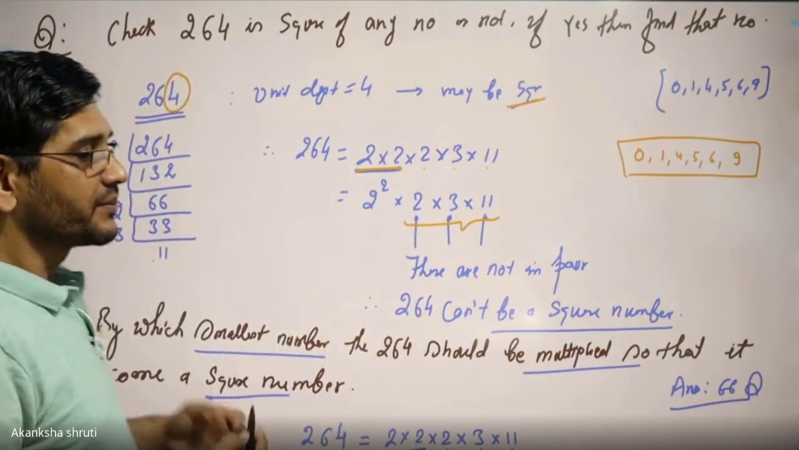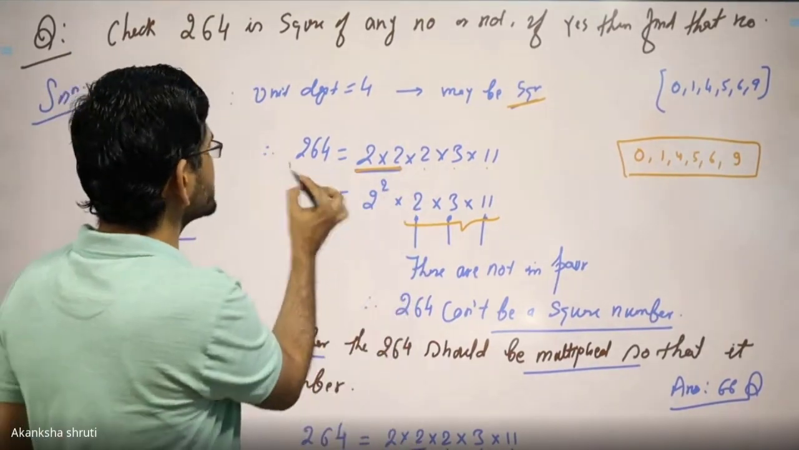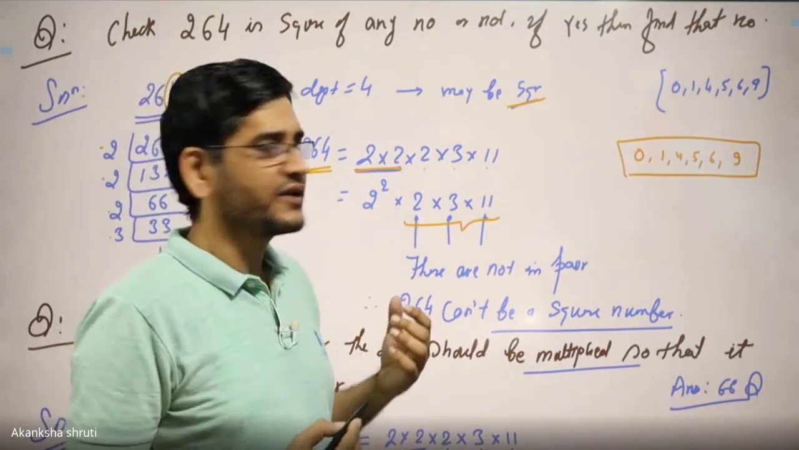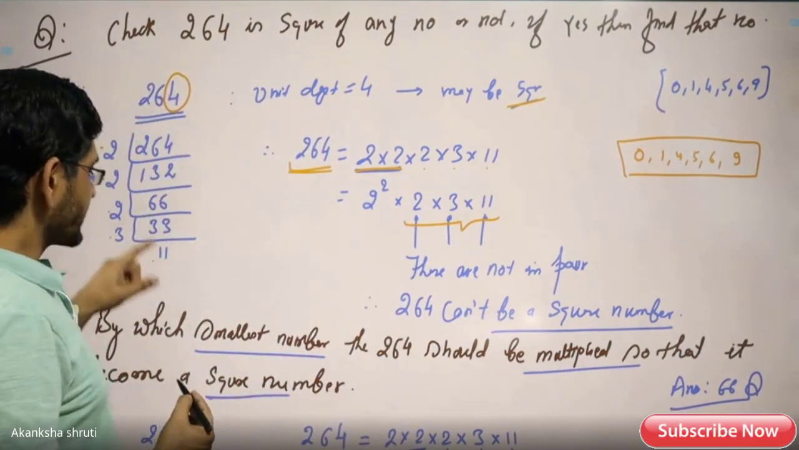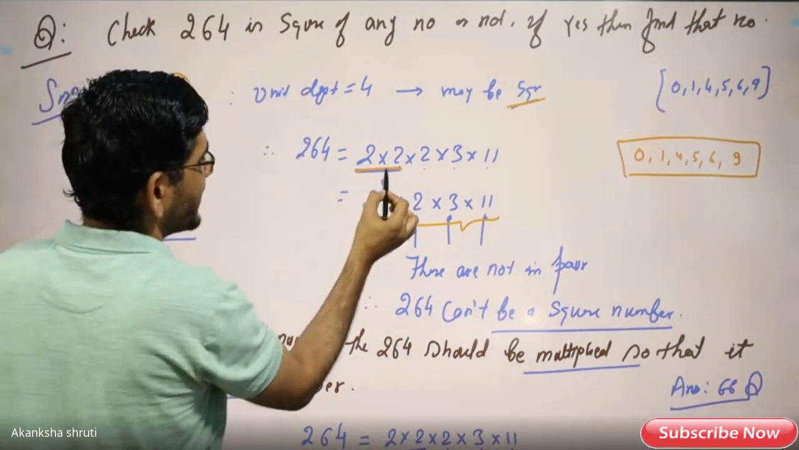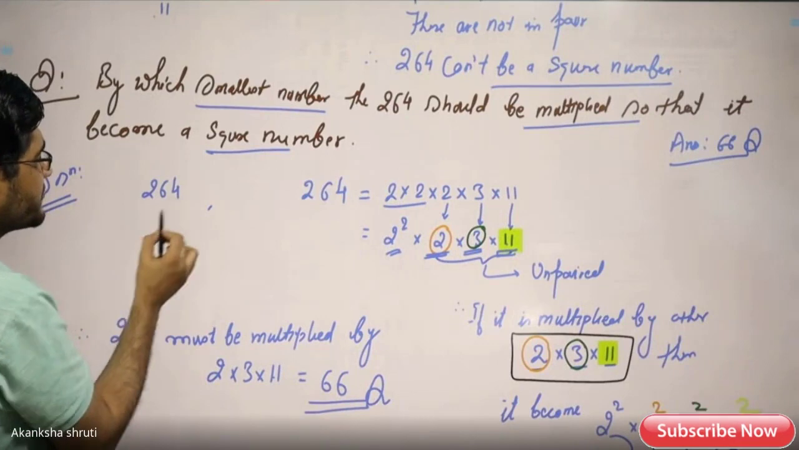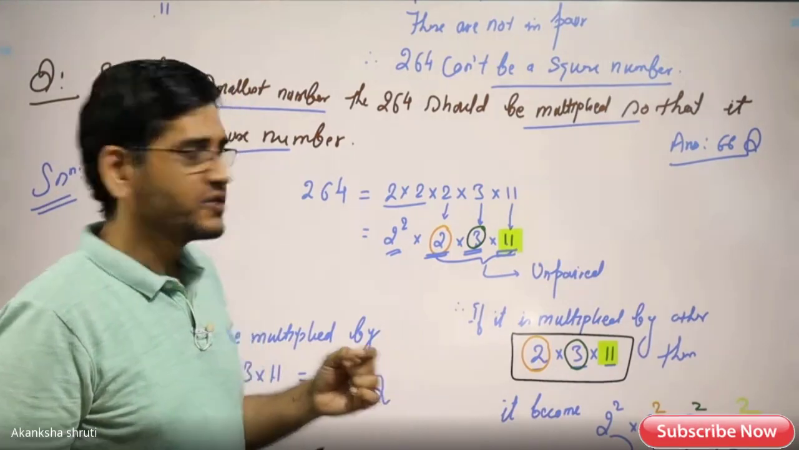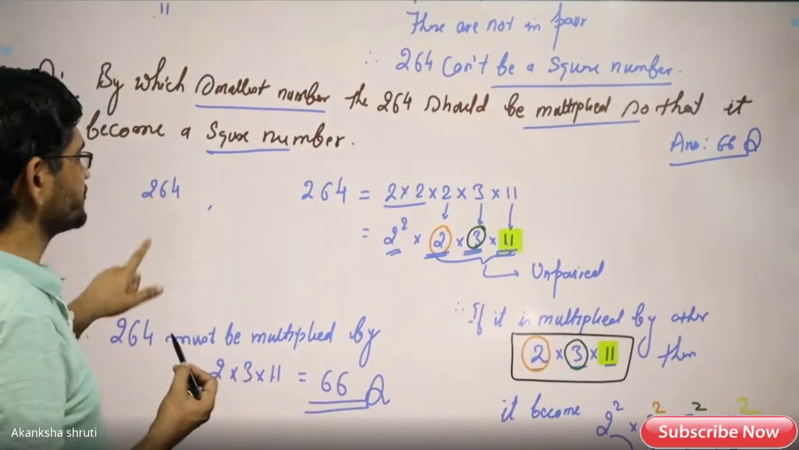Students, the next question also arises from here. If this number, say 264, is not a square, then by what smallest number should it be multiplied so that it becomes a square? Students, for getting that, again we need to factorize this. We want to multiply this 264 by the smallest number so that it becomes the square of some other number. Students, go for factorizing this 264.